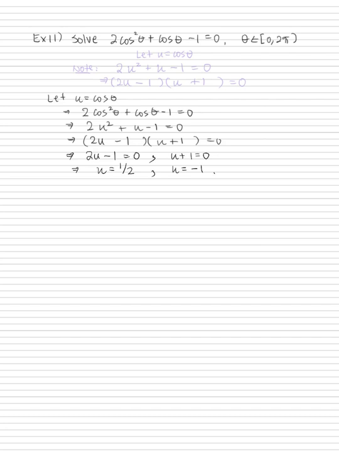All right, so what was our u? u was cosine of theta. So what we need to do is replace the u with the cosine of theta. So you're going to have cosine of theta is 1/2 and cosine of theta equals -1. All right, so let's box these two because these are very important information. Okay, so let's solve these separately. So let me just call this equation 1 and this one equation 2, and we'll work it separately.